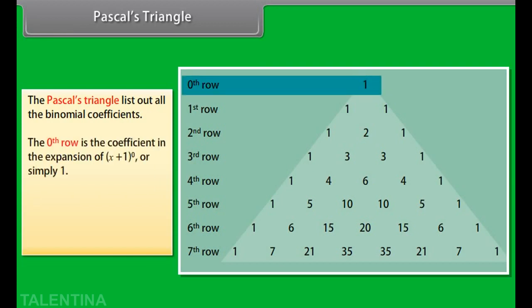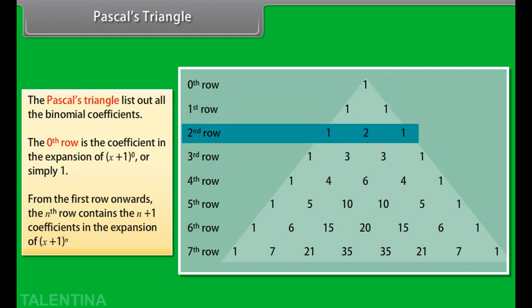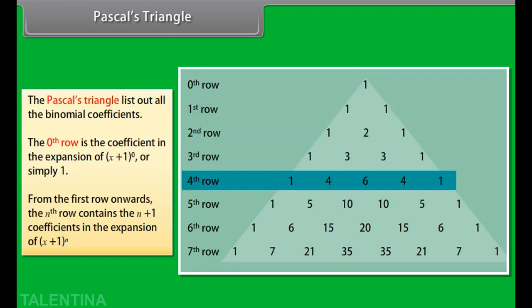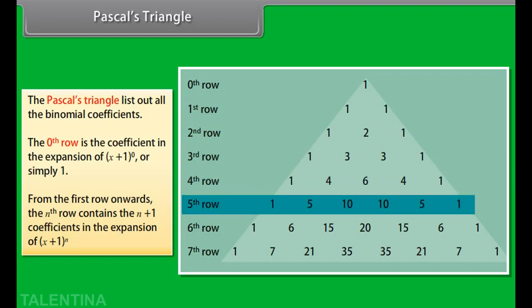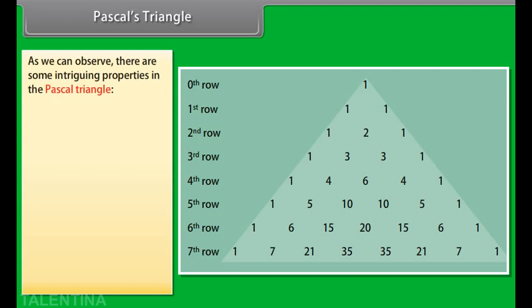The 0th row is the coefficient in the expansion of (x + 1) raised to power 0, or simply 1. From the first row onwards, the nth row contains the n + 1 coefficients in the expansion of (x + 1) raised to power n. As we can observe, there are some intriguing properties in the Pascal's triangle.